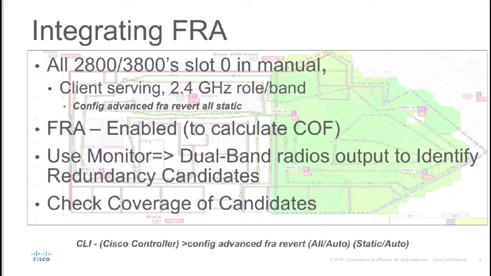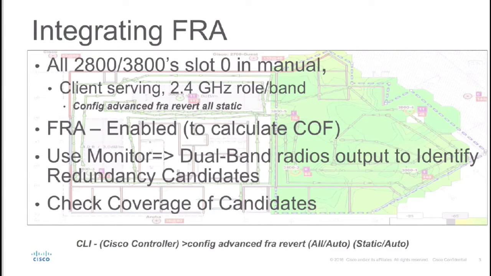Here's the config advanced FRA revert all to static command. What that does is it puts all of the APs in manual mode, FRA enabled, so that you can calculate the coverage overlap factor. Then under monitor dual band radios, you can see the coverage overlap factor that's being assigned, and you can identify individual radios. The full command is at the bottom of the slide here.